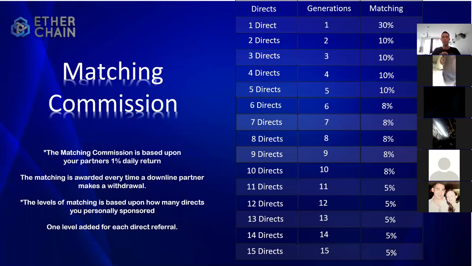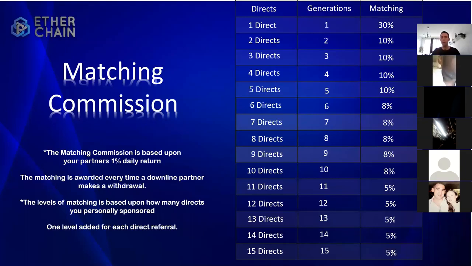Now, looking at the matching commission, this is the hidden gem in the entire compensation plan. This is what creates sustainability. And the matching bonus and the matching commission is based upon the partner's 1% daily return. It is awarded every single time a downline partner makes a withdrawal. That means you're not just getting paid when you bring in someone, the 10% that you receive in instant commission. You receive commission every single time someone in your downline structure makes a withdrawal. That is powerful. Now, the levels of matching is based upon how many directs you personally have.